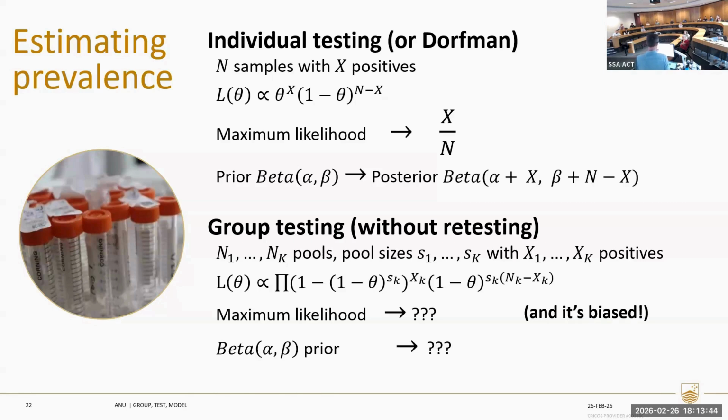As always, you can do Bayesian inference, but again, there's no nice continuity anymore. So the point of the slide is to say it gets more complicated, and I think more interesting.